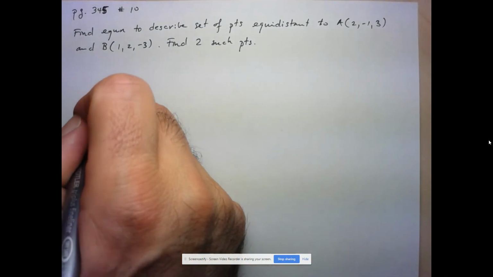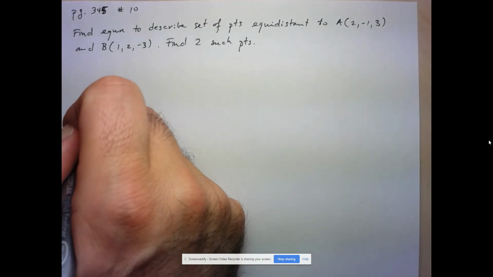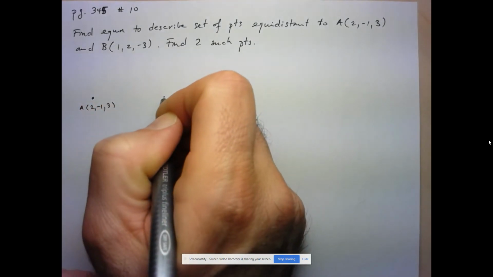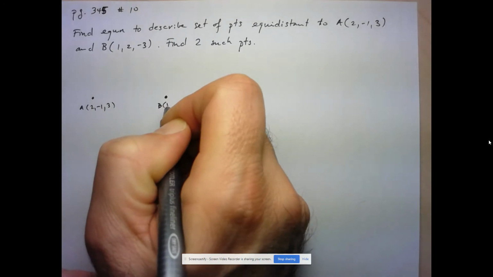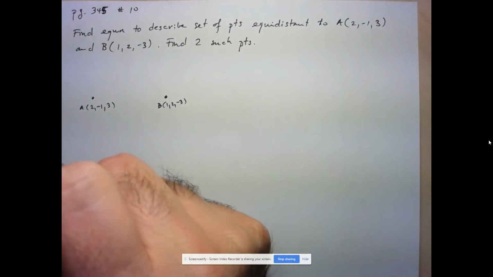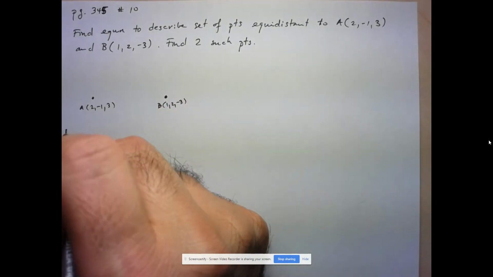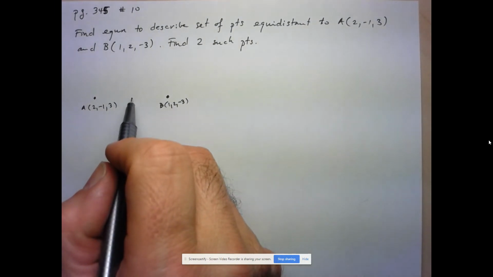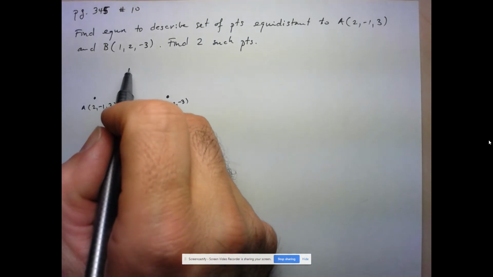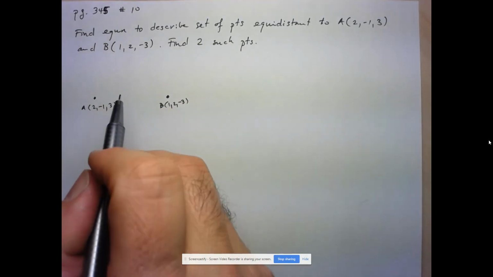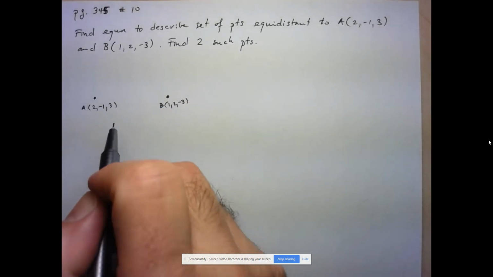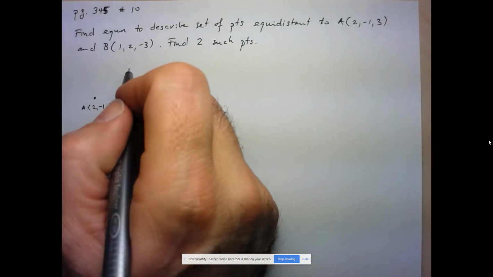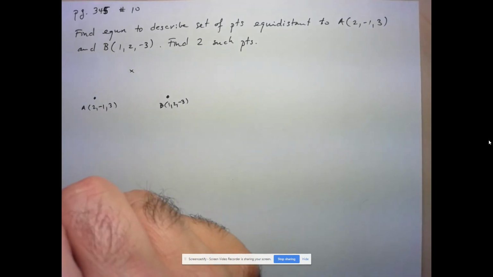So I'm just going to randomly pick locations for point A, (2, -1, 3), and point B, (1, 2, -3). Okay, and what I'm looking to find are all the points that are equidistant. So obviously there's the one that's right in the middle, but I'll also have a point here and a point there and a point there, and I'll also have points going up that are equidistant to the two. So in order to be as generic as possible, I'll just pick some point up here.